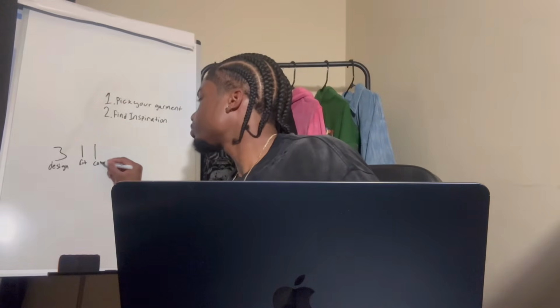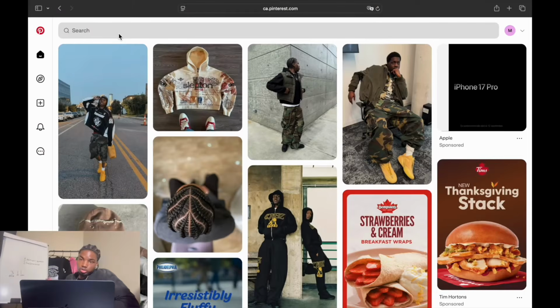All right, so just to repeat that, you're going to have three pictures that have a design aspect that you like, 1 picture that has the fit you like, and another picture that has the ideal colorway you want to go with. Okay, so once you're on Pinterest, you're going to use these 3 key phrases to find exactly what you need.